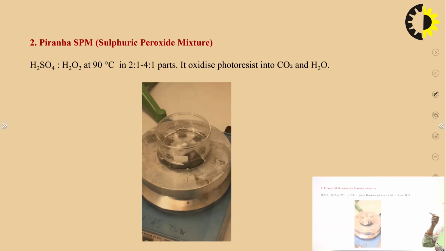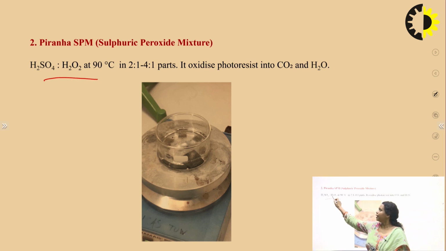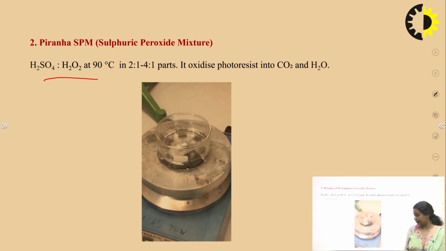Now, second method, again the wet cleaning method, that is Piranha SPM. SPM stands for sulfuric peroxide mixture. In this, the proportion which we need to take care of is H2SO4 to H2O2, and we are taking around 2:1 or 4:1 parts. And this basically helps to reduce the photoresist into CO2 and H2O.